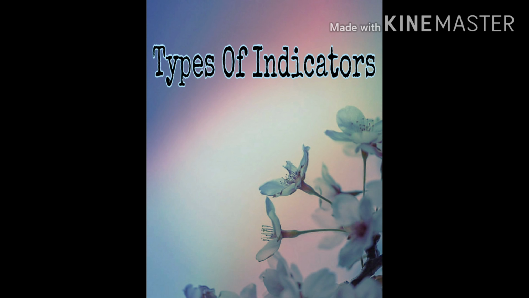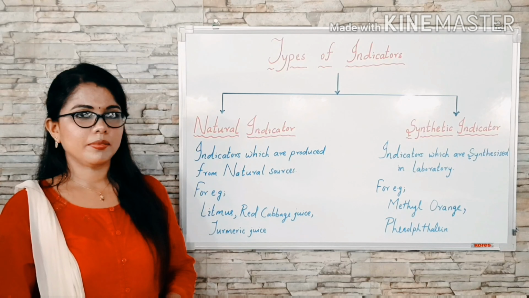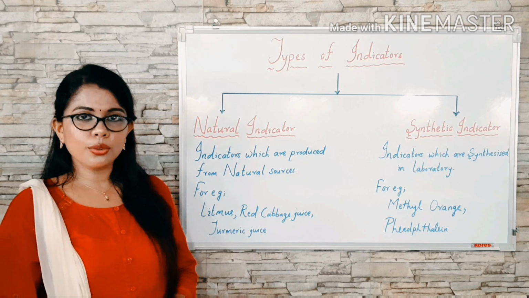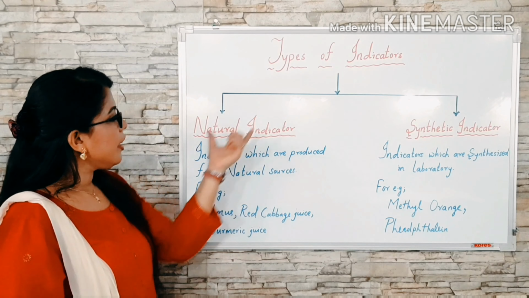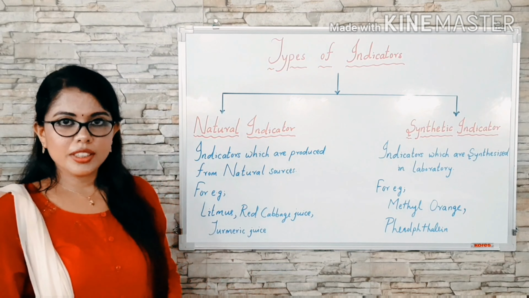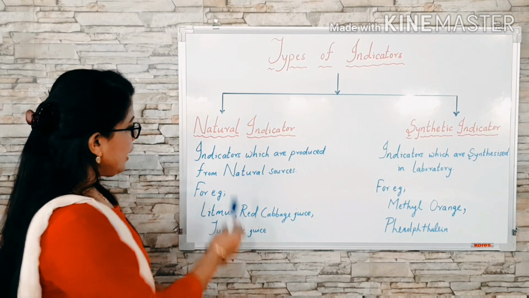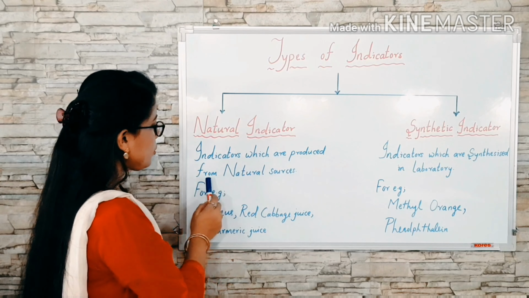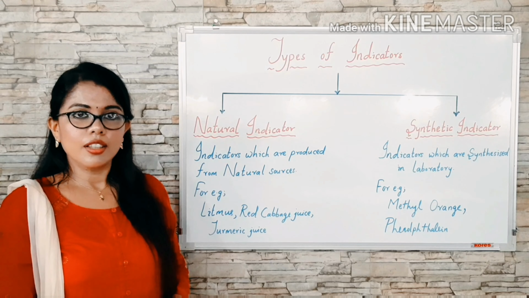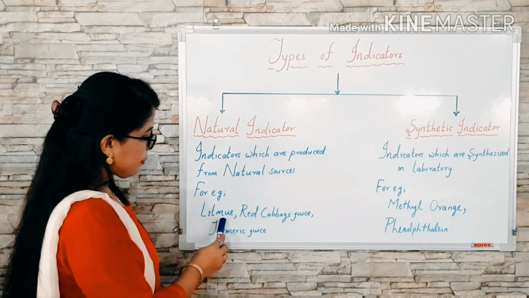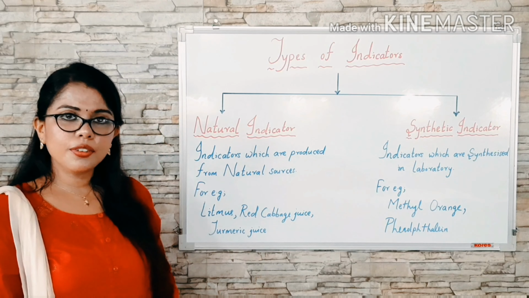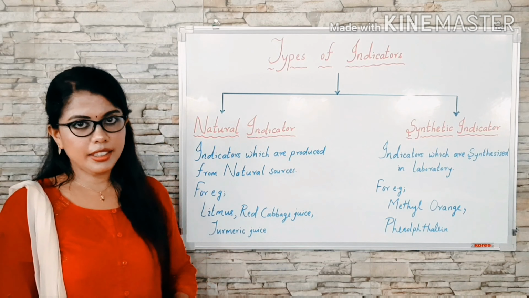Types of indicators. Generally, indicators are divided under two subheadings, namely natural indicator and synthetic indicator. Now, what is natural indicator? Indicators which are produced from natural sources are referred to as natural indicators. For example, litmus, red cabbage juice and turmeric juice are certain few examples of natural indicators.